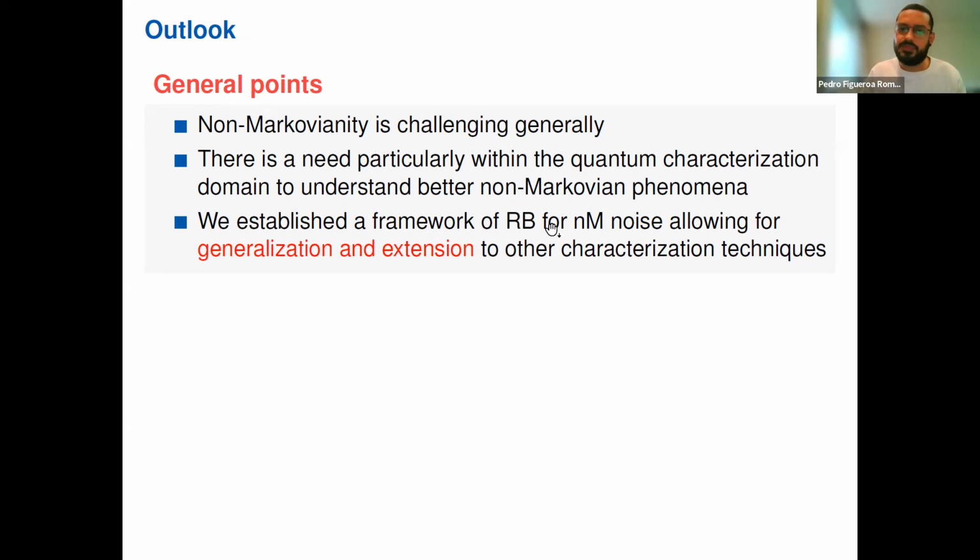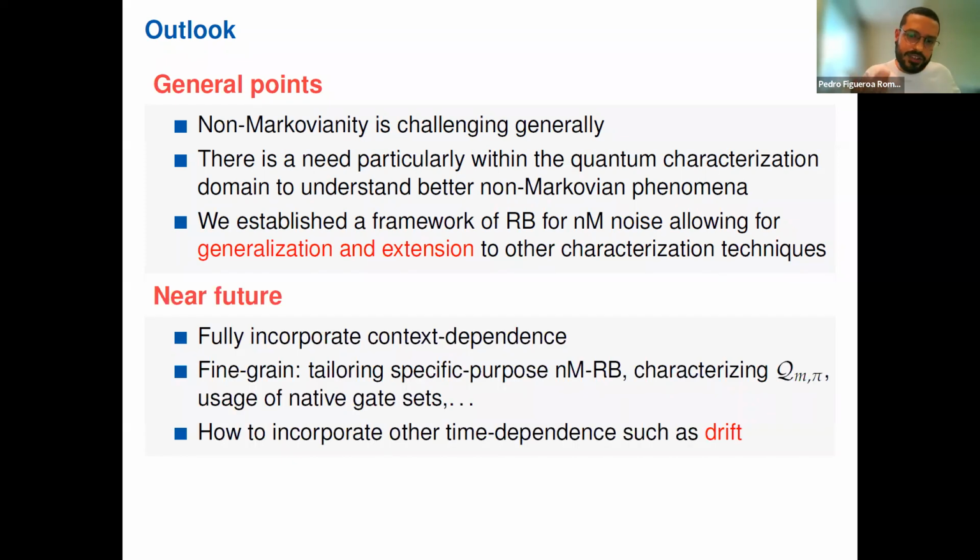Of course, there's still much to be done to extend things and to tailor them for specific randomized benchmarking protocols. In the near future, things that we could do are to think about context dependence and this thing that I talked about with gate dependence, then tailoring for a specific purpose and looking at not tiny, but more specific problems. So for example, with multi-qubit systems, or for different randomized benchmarking protocols.